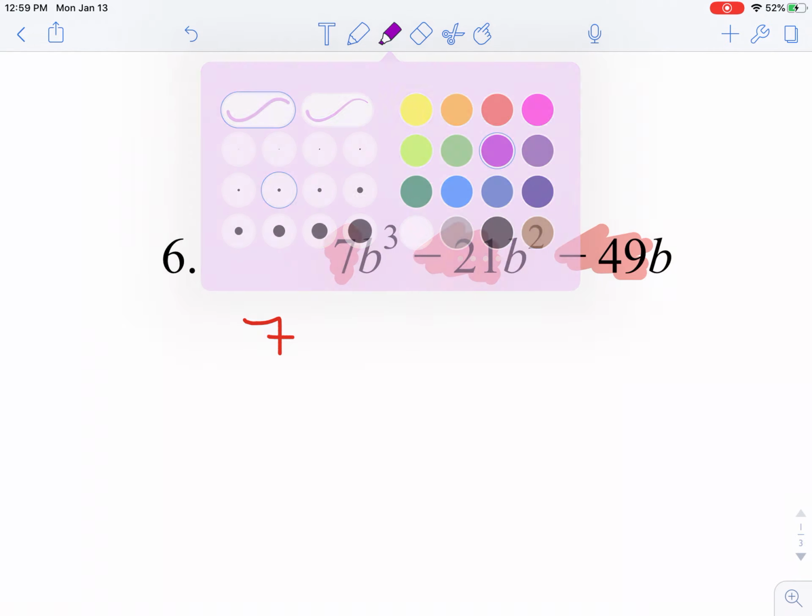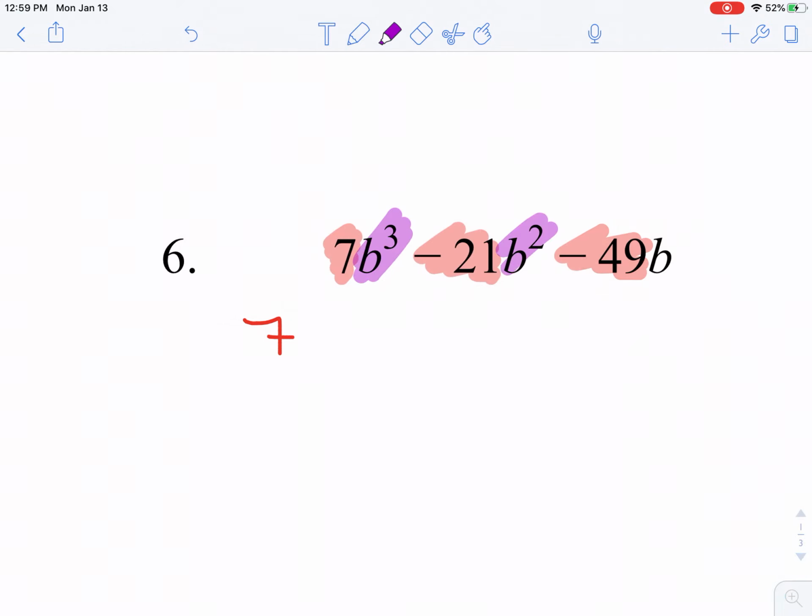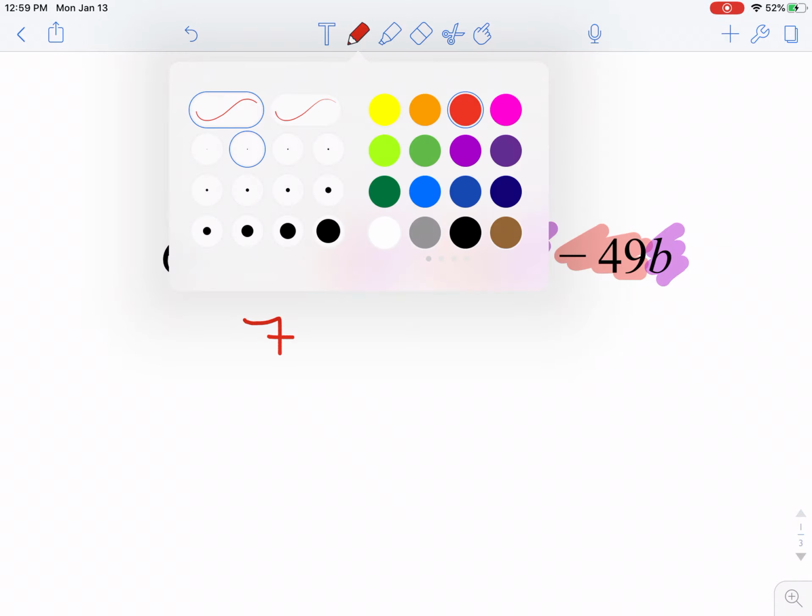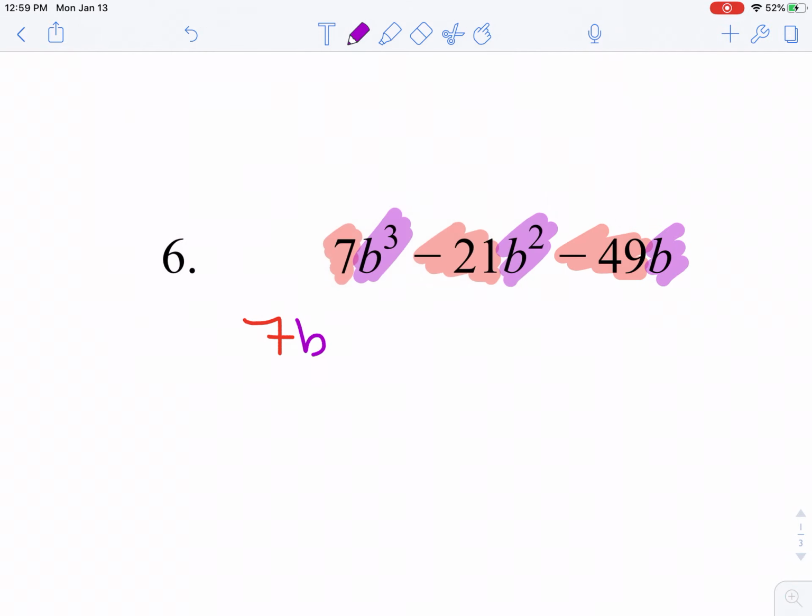Next, I want to look at my variables. So I have a b cubed, a b squared, and a b. And again, my smallest power that I have of b is just 1, so I'm going to take out a b. I have 7b. So now I need to write what's left over.